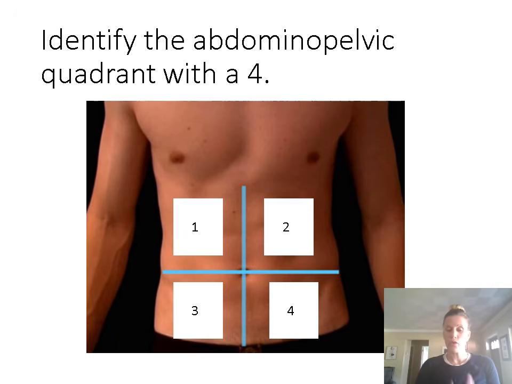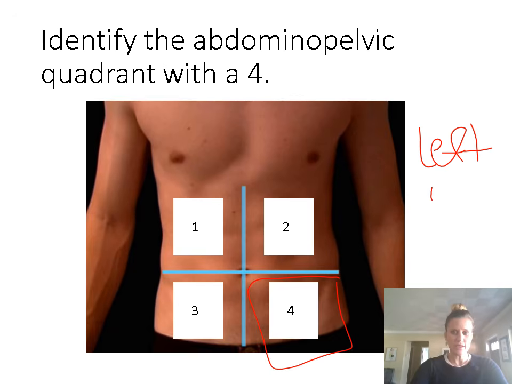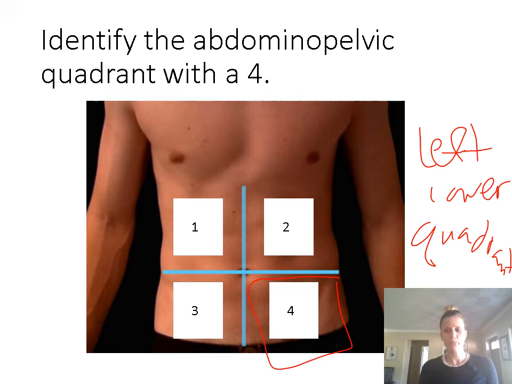Identify the abdominopelvic quadrant with a 4. Again, these are the quadrants, not the regions. So this quadrant right here is on his left side. So that's the left lower quadrant. Pretty simple.